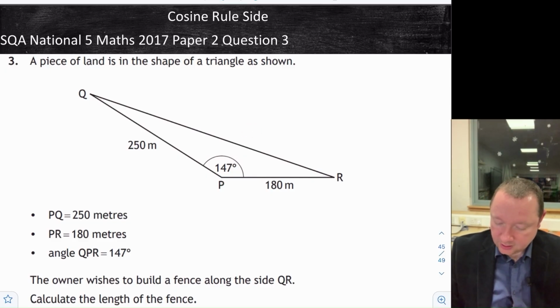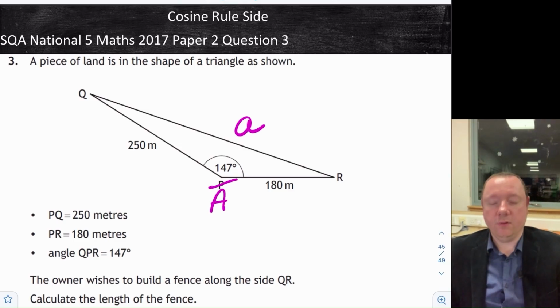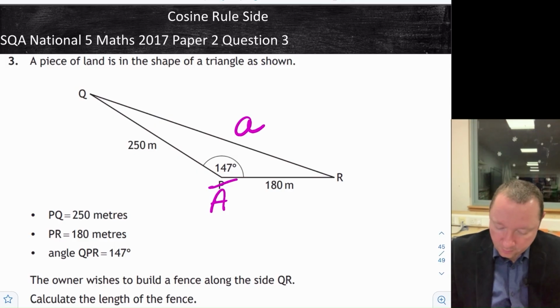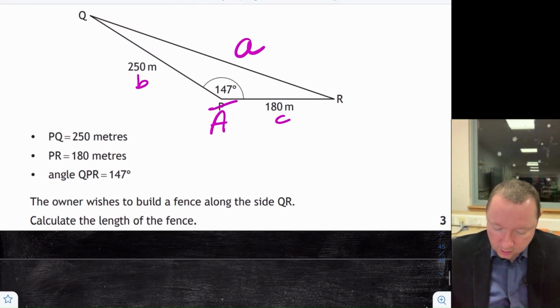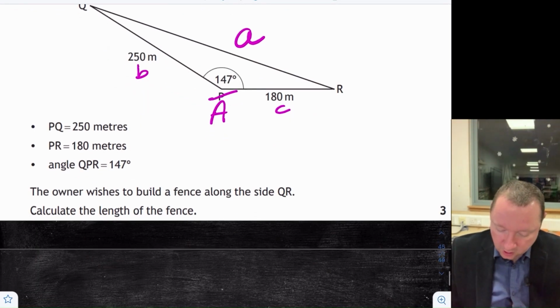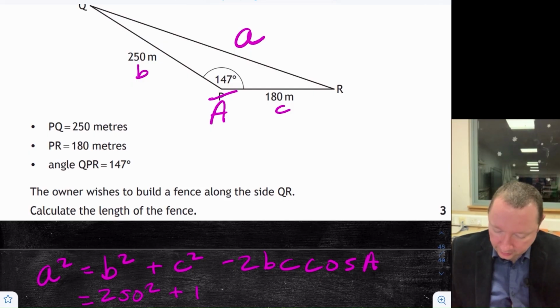So I'm going to label this side A. We could even call that angle A if you want, just for the sake of it. And then that would be my side B and that would be my side C. Doesn't really matter which is which. So we write down the cosine rule from the start of the exam paper. We'll always go back and check it. A squared equals B squared plus C squared minus 2BC cos A. Substituting in: 250 squared plus 180 squared minus 2 times 250 times 180 times the cos of 147 degrees.